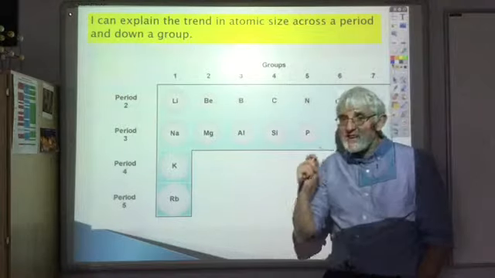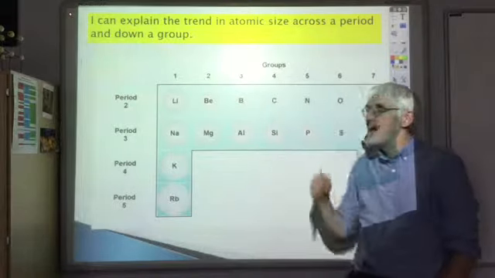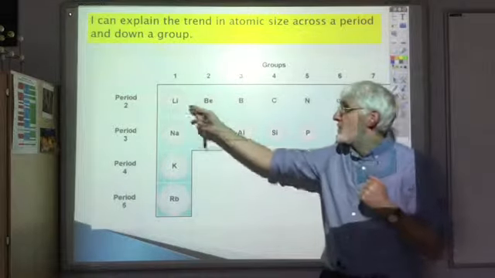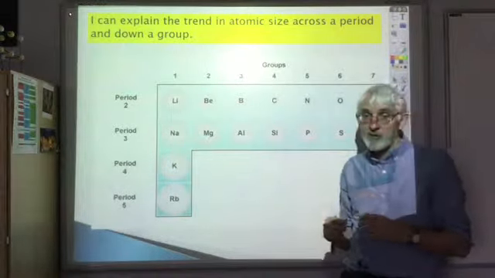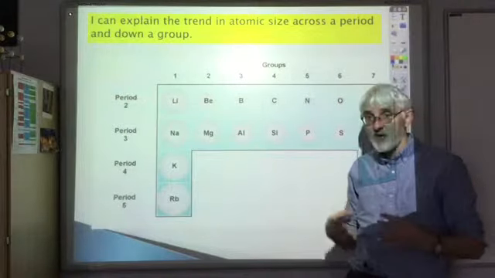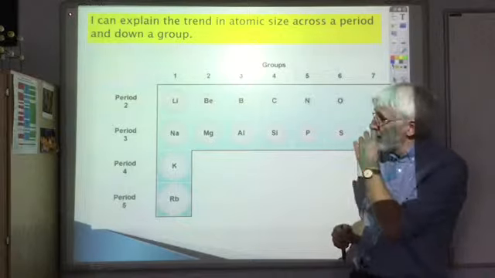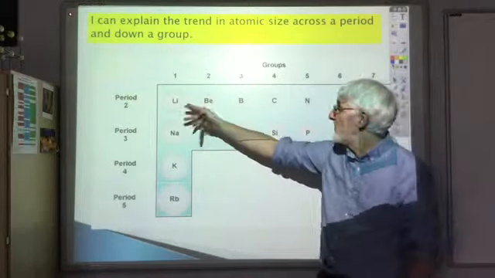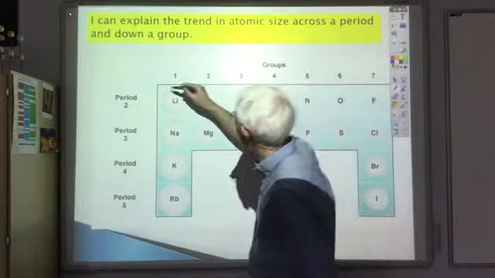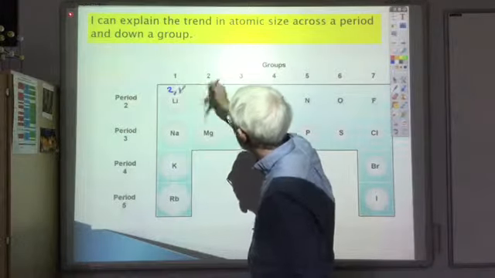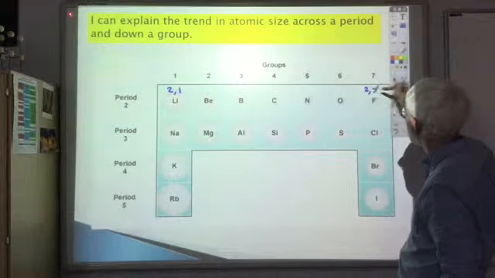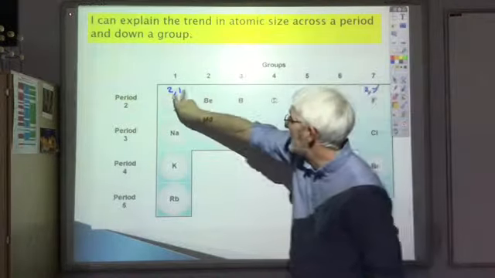Well, the thing to remember is that as you go across a period, the number of occupied energy levels does not change. In period 2, all the elements have 2 occupied energy levels. Period 3, 3, etc. So the electron arrangement going from lithium to fluorine: lithium is 2,1; then 2,2; 2,3; 2,4; 2,5; 2,6; 2,7. So all with 2 occupied energy levels.